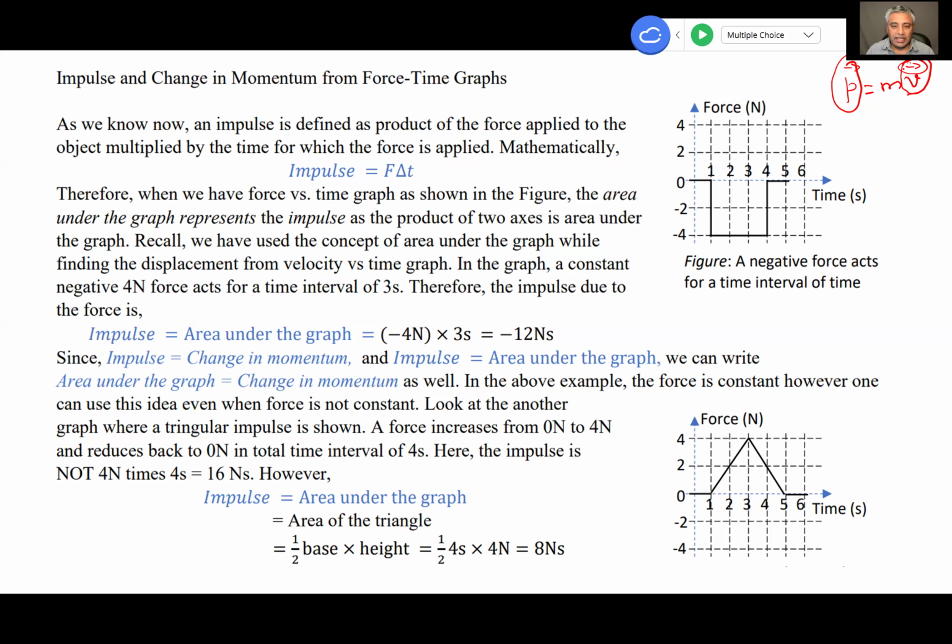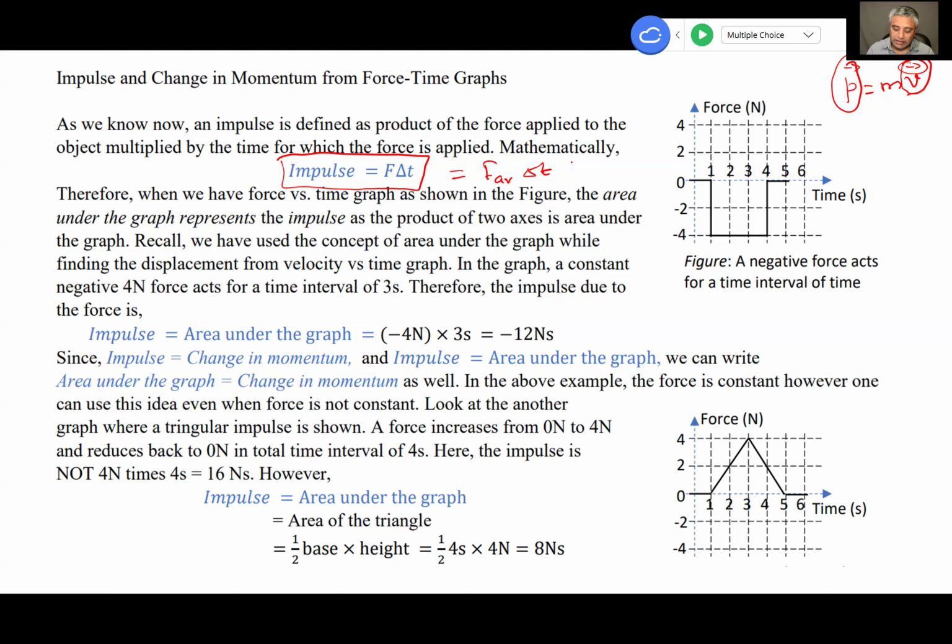And we also defined another quantity called impulse. It is the product of force and time interval. But force may not always be constant. If force is changing, then what we do is we write the average force times time interval. Okay.